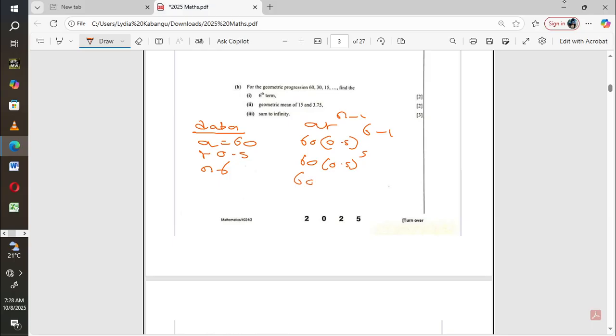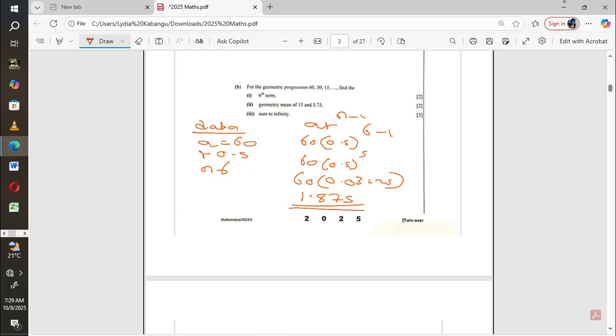So it will be 60 first. We solve what is in the brackets. On the calculator, if you punch 0.5 raised to power 5, you're going to have in the brackets 0.03125. Then you multiply this by 60. If you multiply that by 60, you're going to have 1.875. So this one, 1.875, becomes your answer.